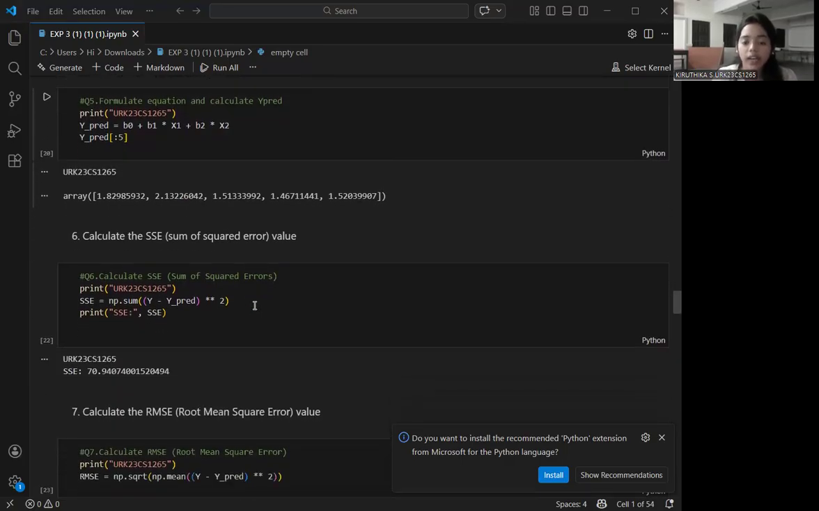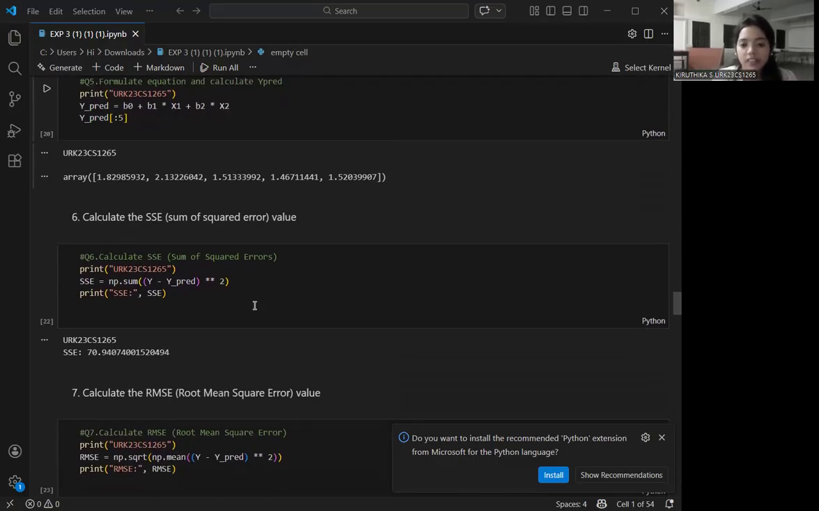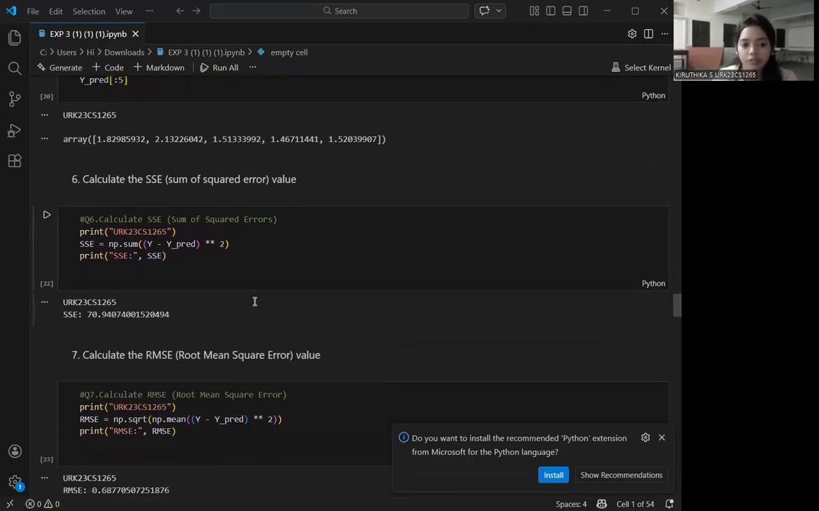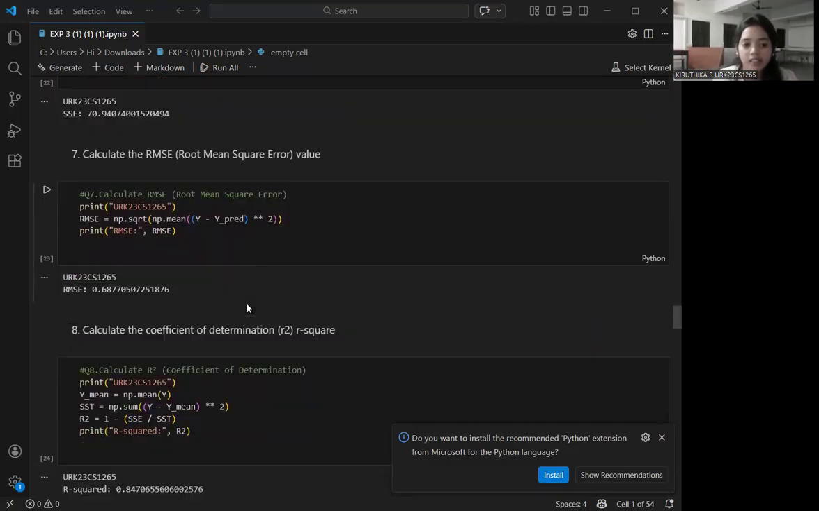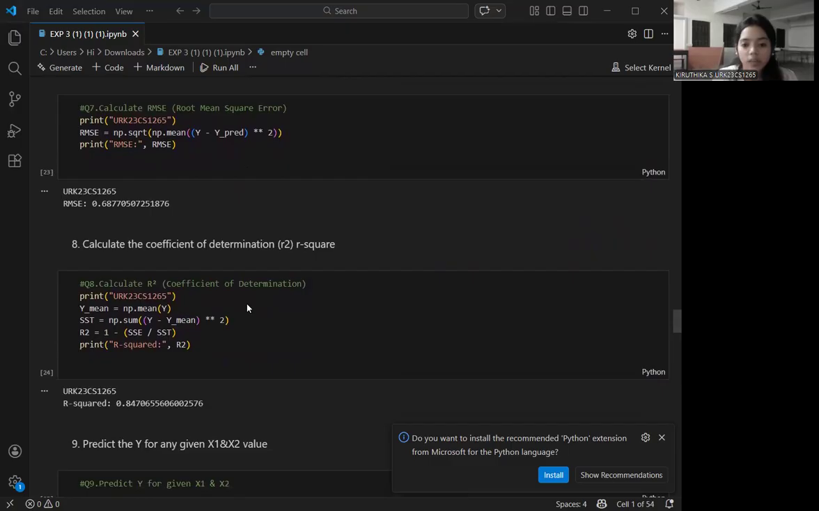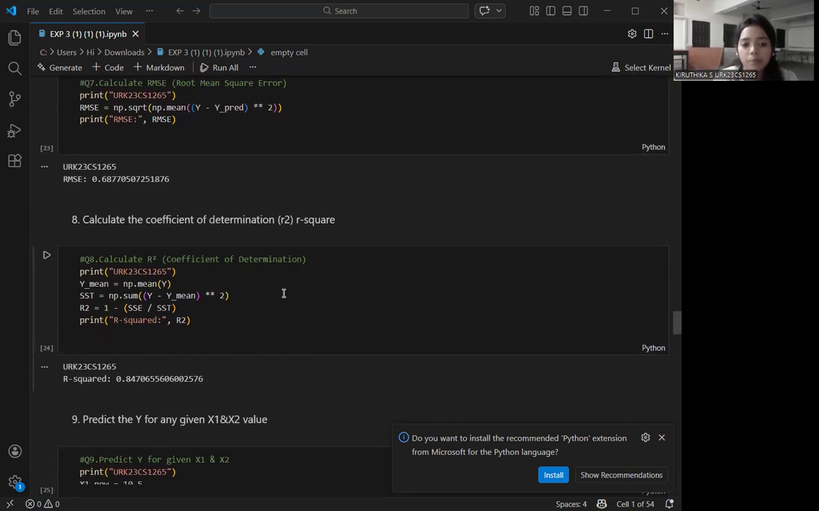And the sixth one is calculate SSE, the sum of squared errors. The final result is 70.94. And the seventh one is calculate the root mean squared error. The final result is 0.687. And the eighth one is calculate R square. The final result is 0.847. This shows a better performance than simple regression.